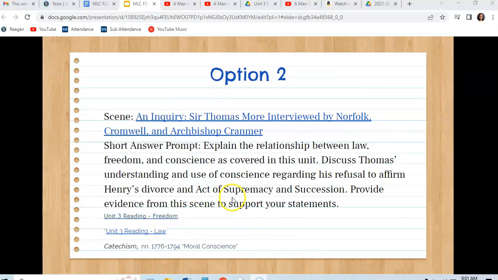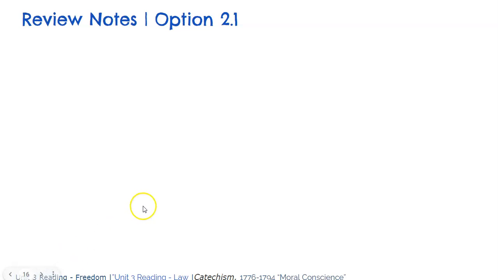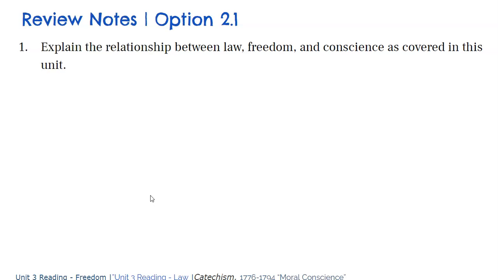So this question is on conscience too. It asks you to explain the relationship between law, freedom, and conscience covered in the unit, and discuss Thomas' understanding of conscience regarding his refusal to affirm the Act of Supremacy and Oath of Succession. All right. So in this question, the first part: explain the relationship between law, freedom, and conscience.